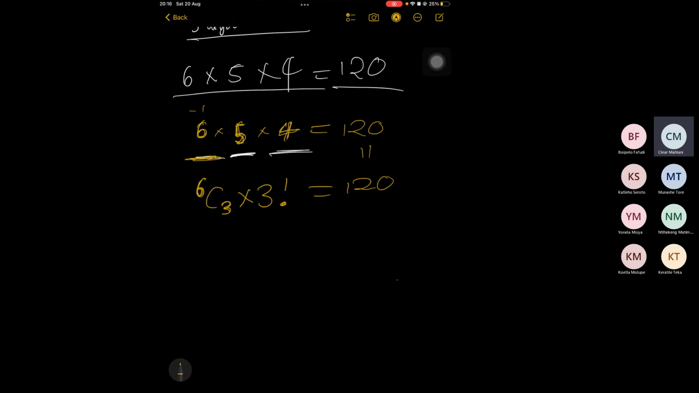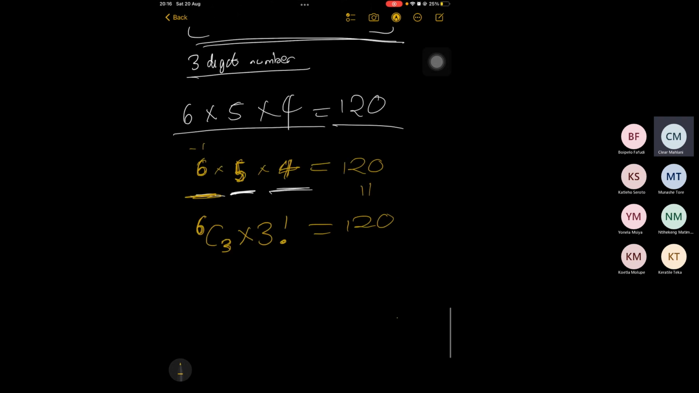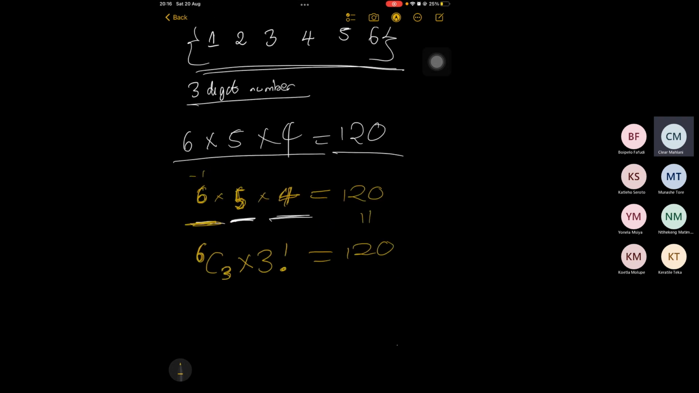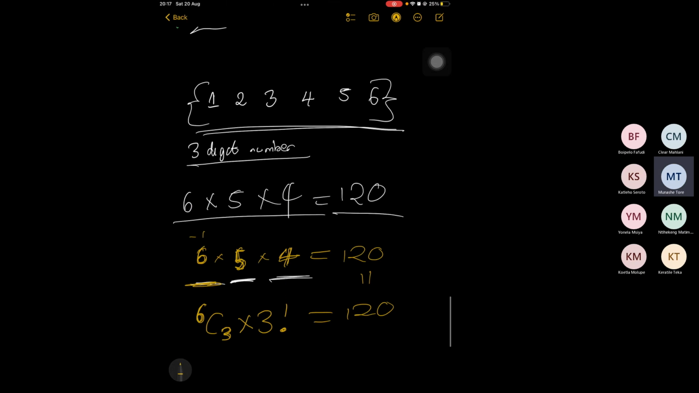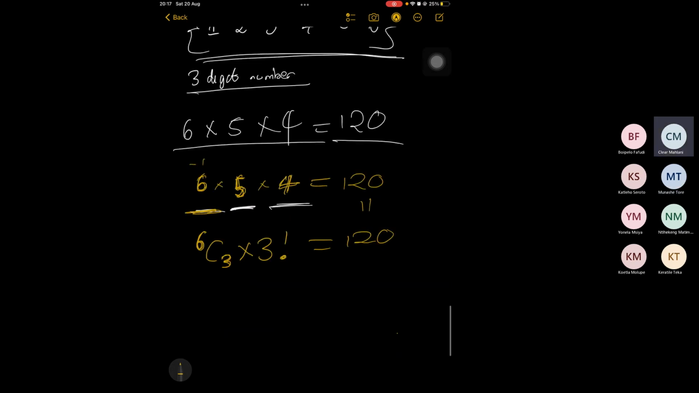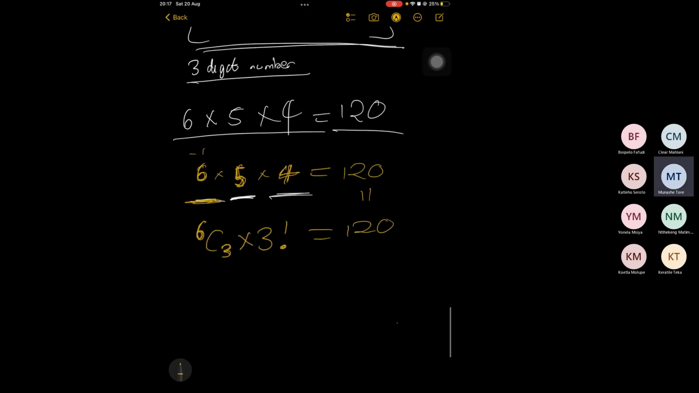Just to confirm, your original question didn't say anything about repetition. That means we can't use the multiplication principle, because we assume that repetition is not allowed. Yep. Okay, all right.